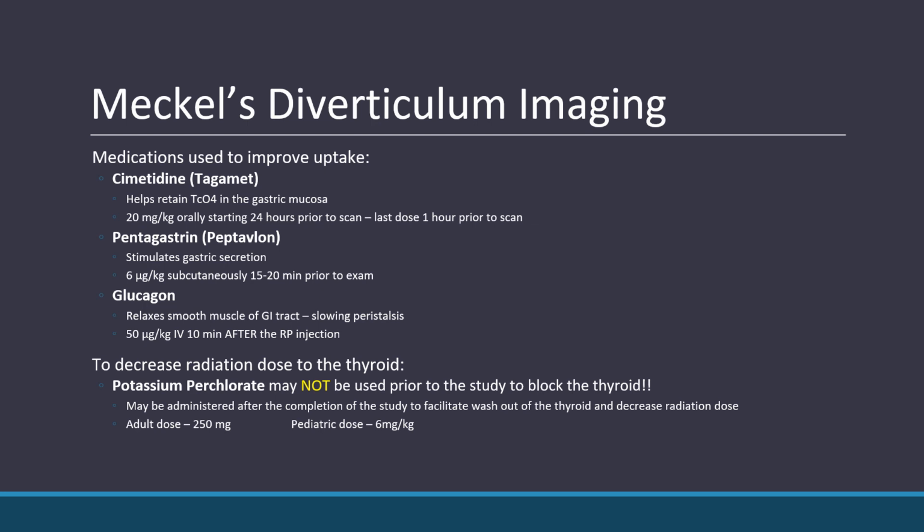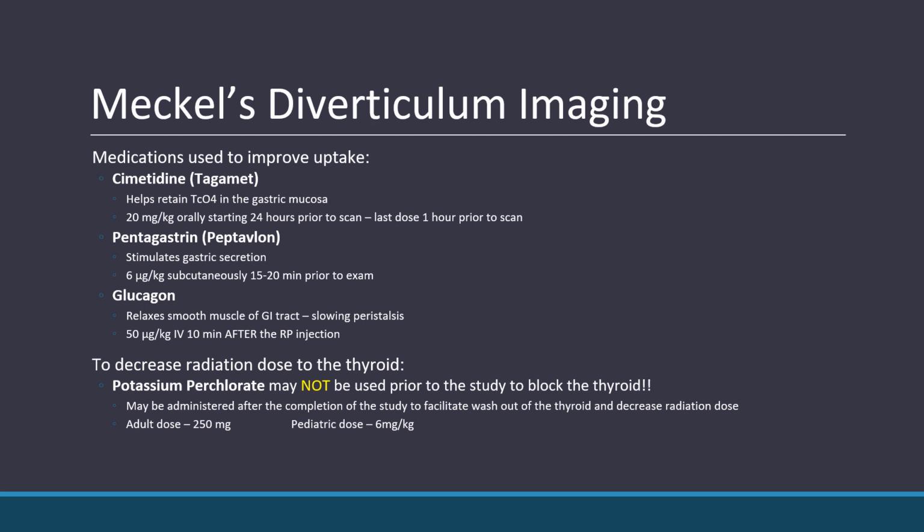The first one is cimetidine. Over the counter, this is known as Tagamet. This helps to retain the straight tech in gastric mucosa, and so if it is in there, it will stay in there a little bit longer, and therefore the activity in it will increase over time. This will increase the contrast in the image and make it a little bit easier to identify a Meckel's if it's present. So the dose for that is 20 milligrams per kilogram given orally. And this is starting about a day before the test. And then the last dose is 1 hour prior to the exam.